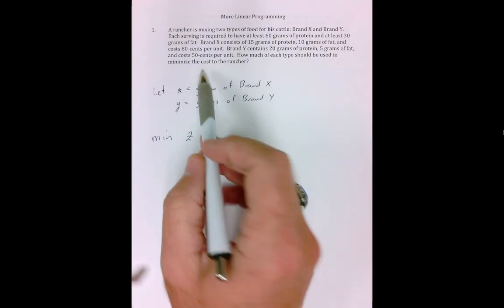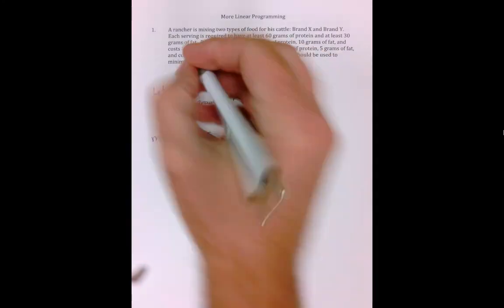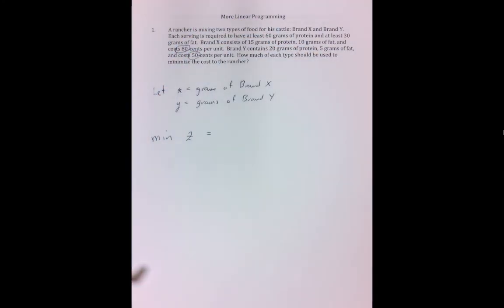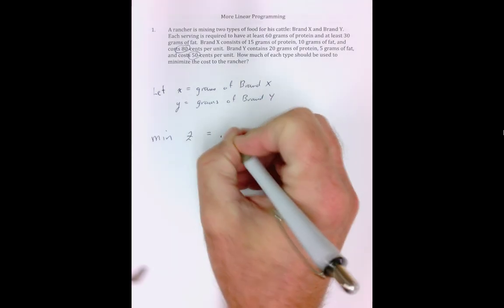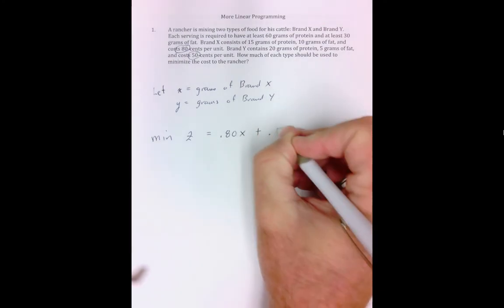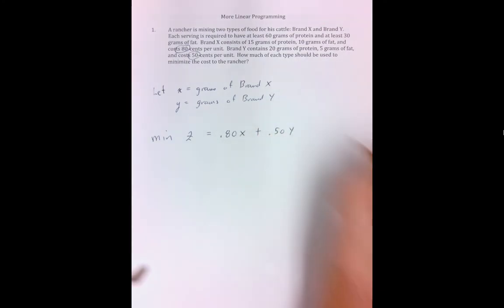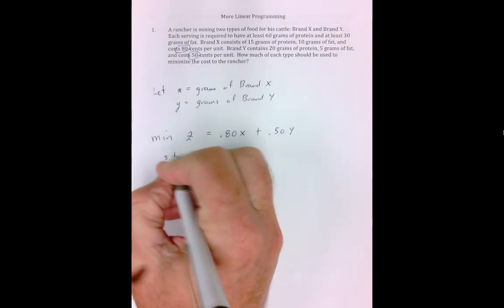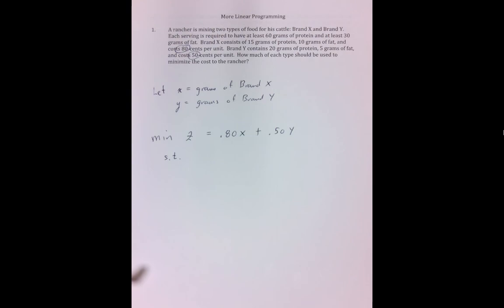All right, so we're minimizing costs. So it looks like when I come back here, I see the costs are 80 cents and 50 cents for brand X and brand Y respectively. So I'm going to have 0.80x plus 0.50y. Now I've got to go back into my problem and get my constraints.